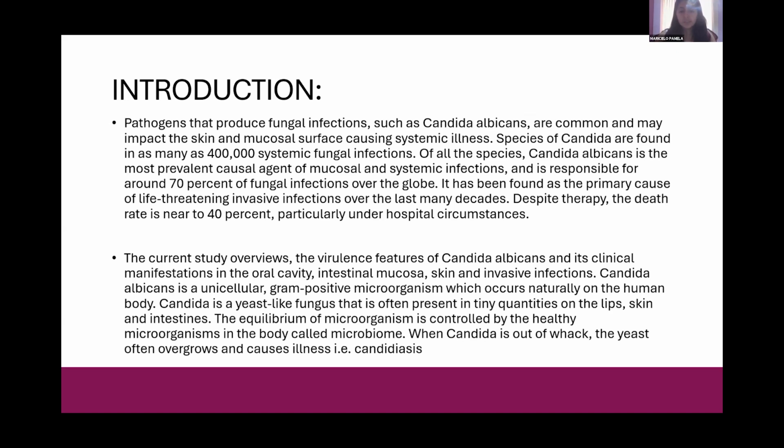Over the globe, it has been found as the primary cause of invasive infection for the last many decades. Despite therapy, the death rate is near to 50%, particularly under hospital circumstances.